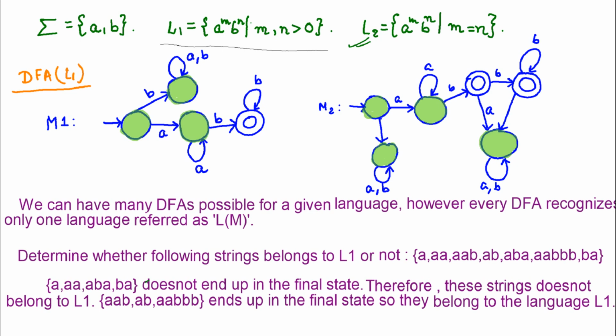So we have two languages here, L1 and L2, and we will try to construct a DFA for L1 and L2. So how do you construct a DFA for a given language? Most of it is intuitive. Let me take a page. So if the language is a^m b^n, m, n greater than 0. This is the language.